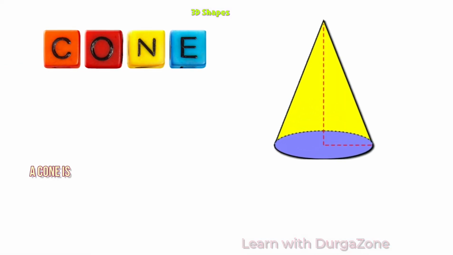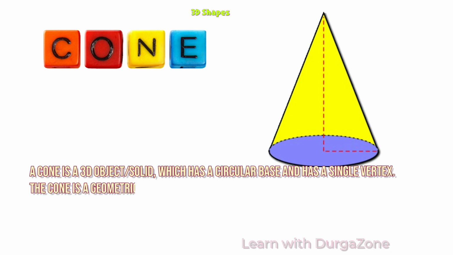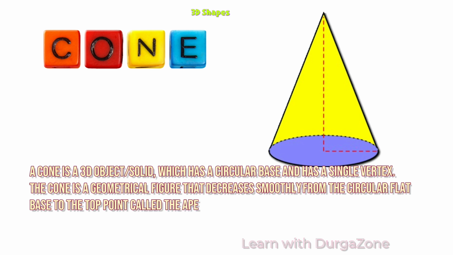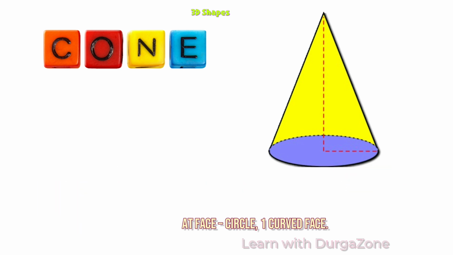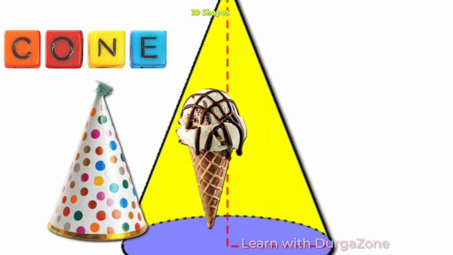Cone. This is a cone. A cone is a 3D object or solid which has a circular base and has a single vertex. The cone is a geometrical figure that decreases smoothly from the circular flat base to the top point called the apex. A cone has 1 vertex, 1 edge, 1 flat face, a circle, and 1 curved face. For example of cone, a birthday cap and an ice cream cone.